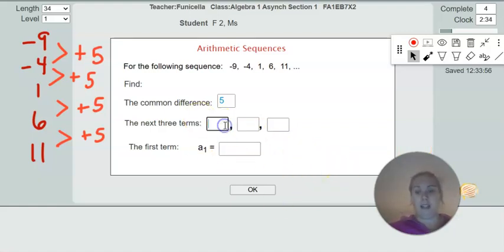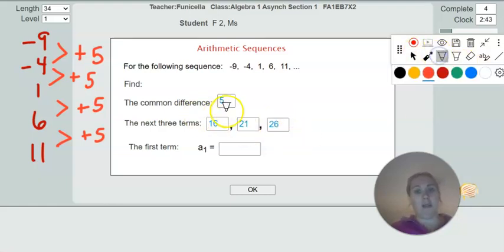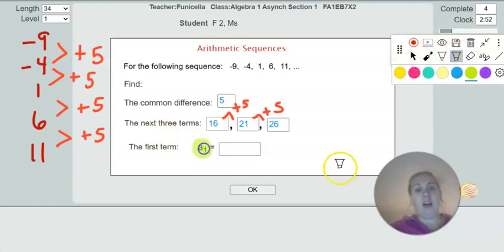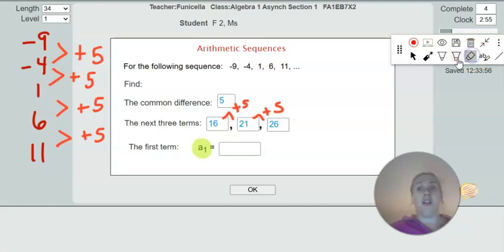11 plus 5 gets us 16. 16 plus 5 is 21. And 21 plus 5 is 26. So again, we're just taking that common difference and adding 5 each time. And when we see this a1, it's talking about our first term, and our first term that we started with was -9. Beautiful. Once you have everything plugged in, go on and hit OK.